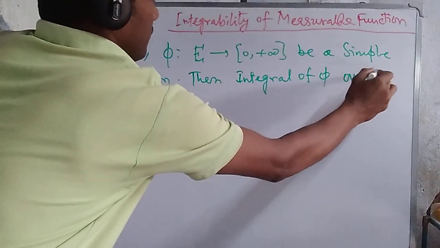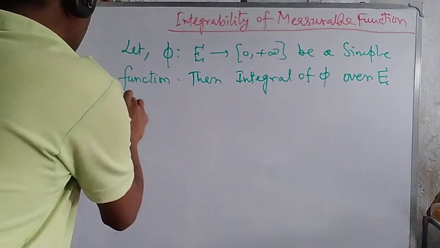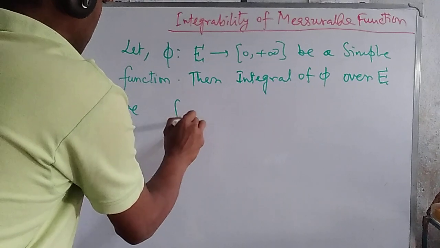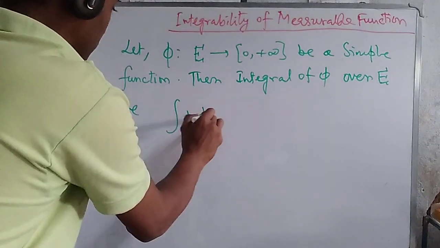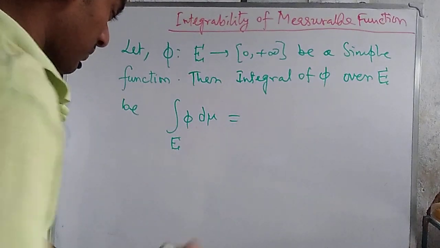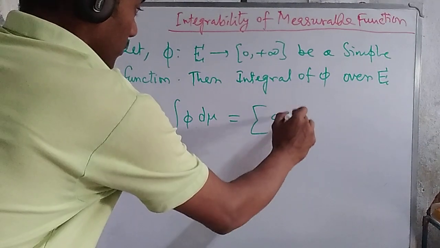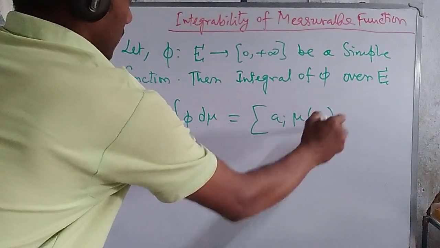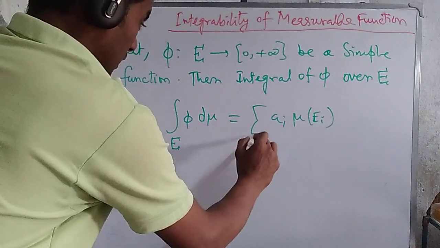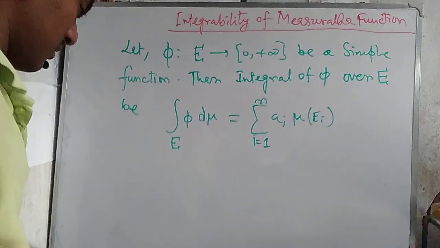Then the integral of phi over E, integration of phi d mu over E, equals the summation of a_i mu(E_i), i equal to 1 to n.